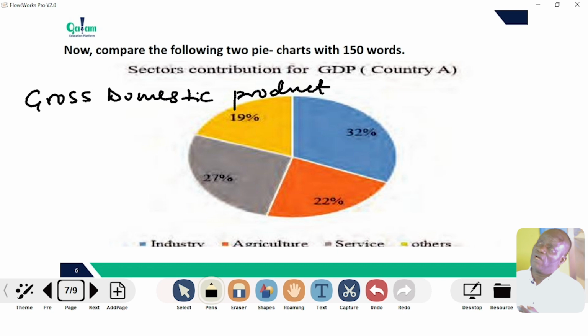So let us look at it. In country A, you can see the blue is industry, red agriculture, service, then others. So what we are seeing is that, like, we can see industry, this country has 32%, agriculture it has 22%, service it has 27%, and others are 19%.